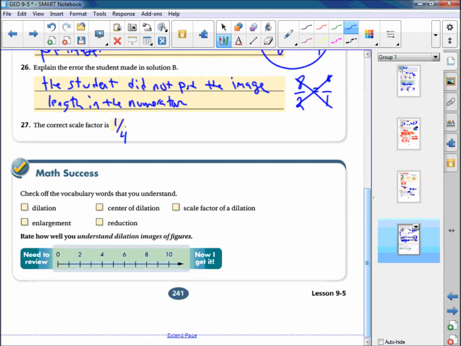All right, so check off the vocabulary words that you understood. Hopefully you know what dilation is. That's changing our size, and we can either enlarge it or reduce it. Okay, but to do that, we have to have a center from which to change it, and a scale factor for how much to change it.